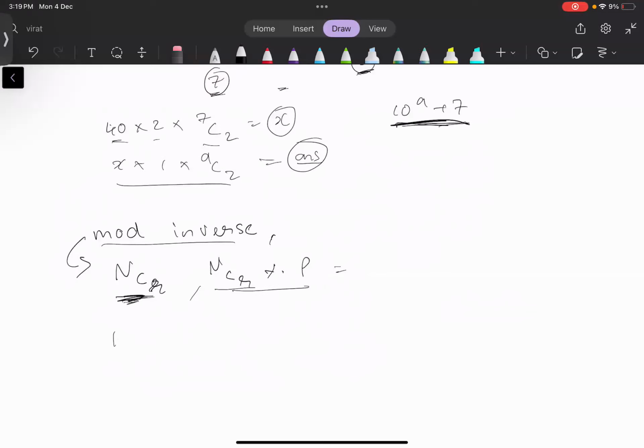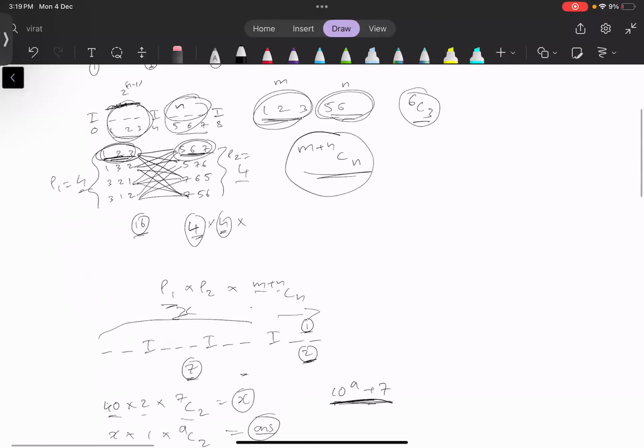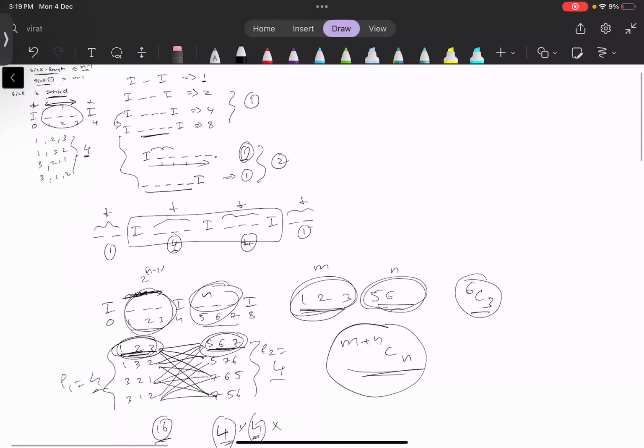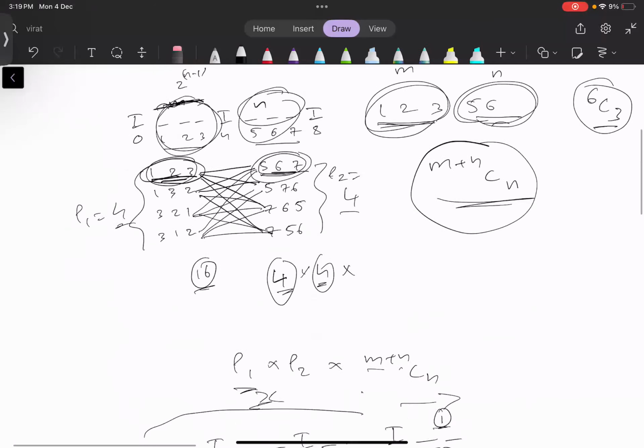Another thing is we need to know some basics of combinatorics. Right? Some basics of combinatorics. And yeah, I guess that's about it for the prerequisites that are necessary.